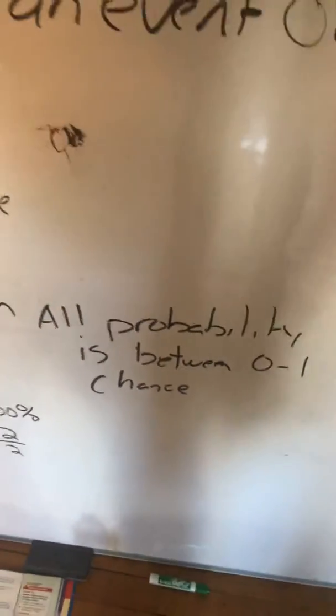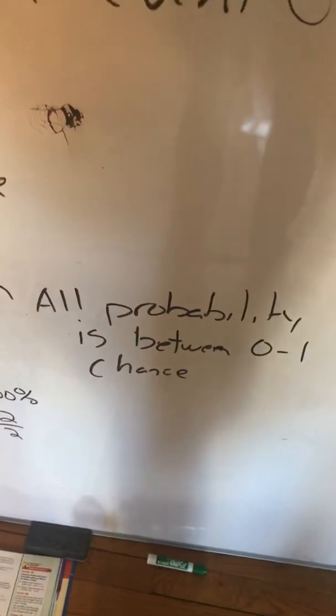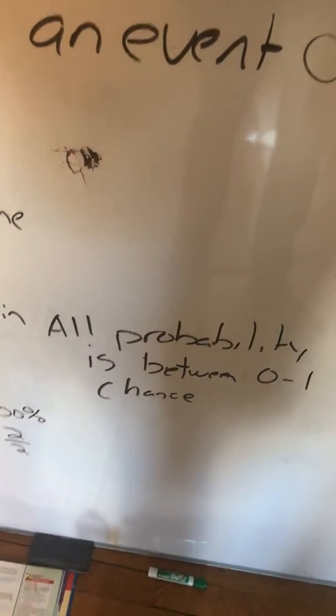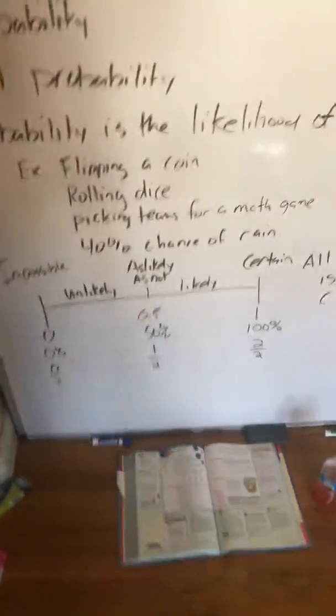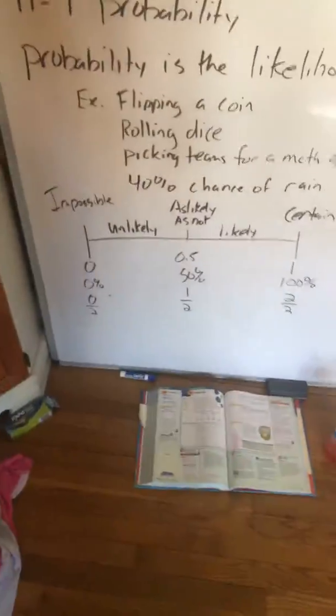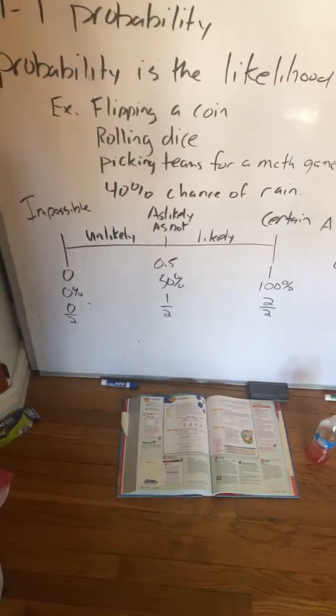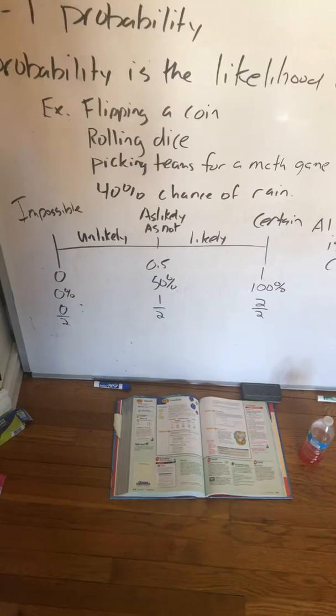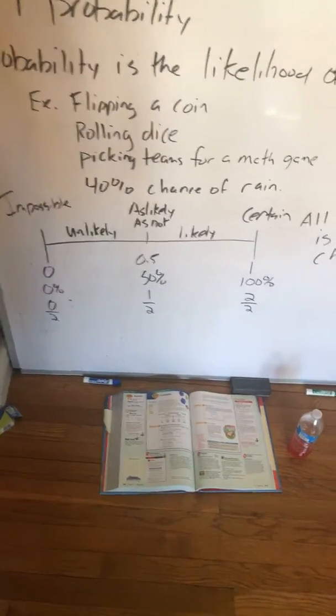First, all probability is between 0 and 1 chance. I can never have a greater chance than 1. I can never have a less chance than 0 chance of happening. We can write it as words. 0 is impossible. The only way it could be 0 for probability is impossible to happen. Okay? 0% is another way of writing it.